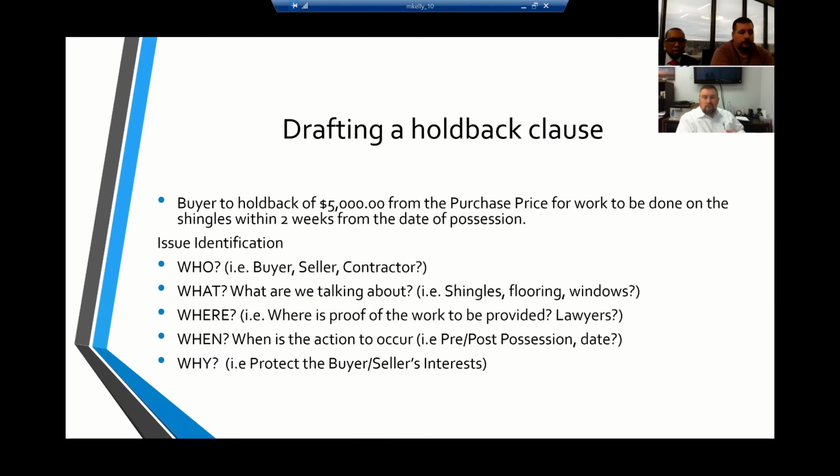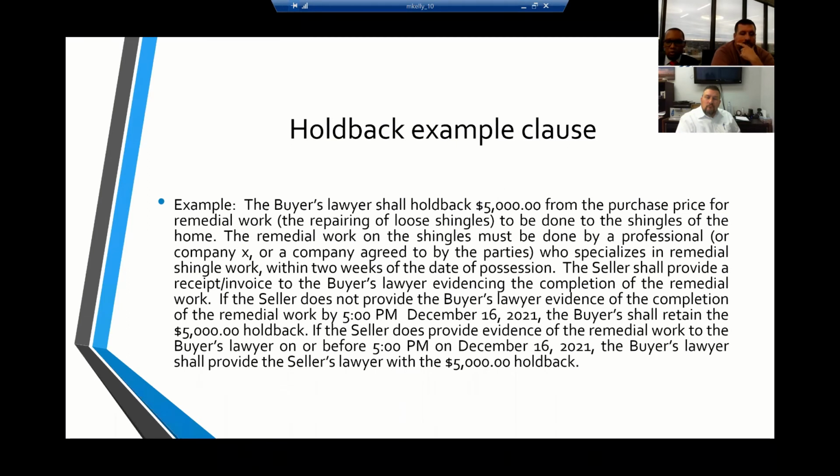So drafting a holdback clause, I'll give you a brief example, but these are the things that you want to keep an eye out for. I'll show an example of something that I drafted. It's not perfect, but like I said, we'll go through it together. When I show you the example, just look at the who, the what, the where, the when, the why. The example I'm going to use, and you'll see on the next slide, is a holdback of $5,000 for some shingles.